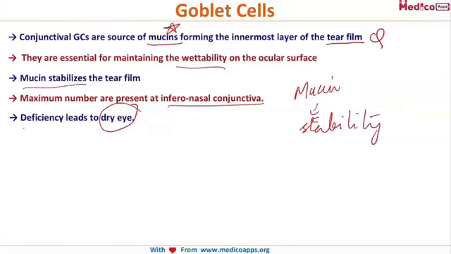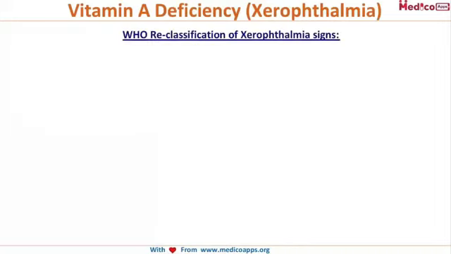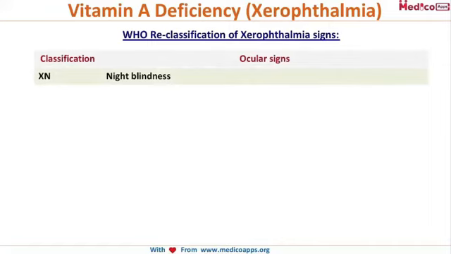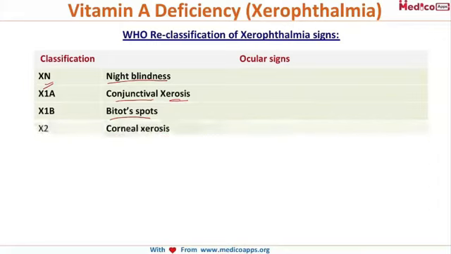Now let's proceed to our first condition, that is vitamin A deficiency. This is also known as xerophthalmia. Now what you have to remember for the exam is the WHO reclassification of xerophthalmia signs. So XN, N stands for night blindness. Then X1A is for conjunctival xerosis. Xerosis means dryness, right? Next, X1B is for Bitot's spots. B for Bitot's, right? X2, you have to proceed from conjunctiva to cornea.